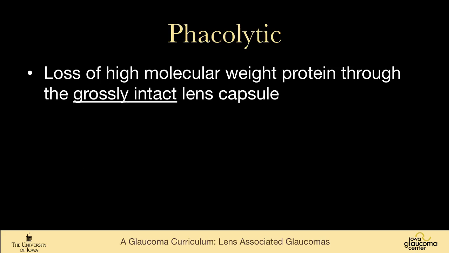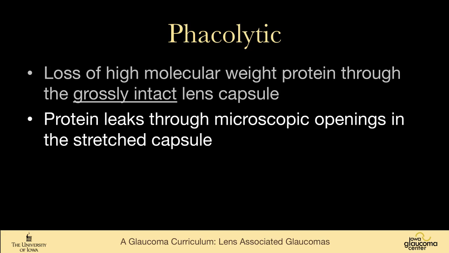Phacolytic glaucoma is a loss of high molecular weight protein through a grossly intact lens capsule. So grossly intact is sort of the buzzword. There's no break in the capsule that is visible to you. But it appears that the protein leaks through microscopic openings in the stretched capsule.